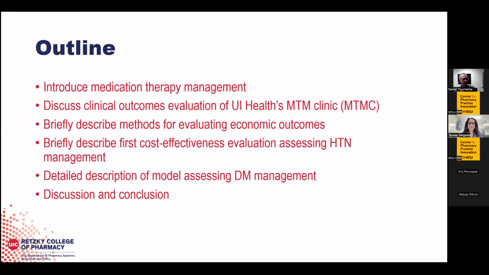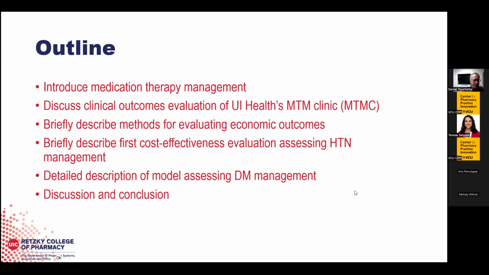Today, we're going to be talking about medication therapy management. I'm going to introduce some of the concepts of medication therapy management. Then I'm going to discuss clinical outcomes evaluation of the University of Illinois Health's MTM program or clinic. Then we're going to talk, just very briefly, about some of the methods, to give you a little bit of a primer, so that for those of you who are less familiar with economic analysis, you can see some of the methods that we're using and how they work.